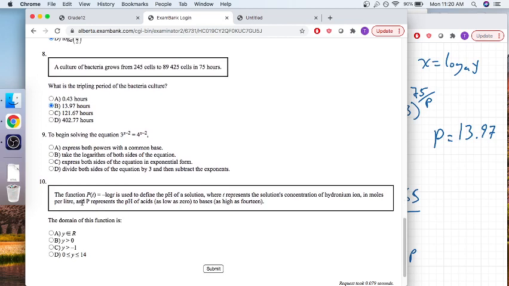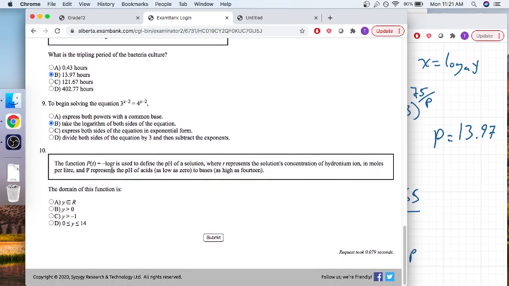To begin solving the equation 3 to the x minus 2 equals 4 to the x minus 2, what should we do? Express both with a common base, take a logarithm of both sides, express both sides in exponential form, divide both sides by 3, or subtract the exponents. To me, it makes the most sense to take a logarithm of both sides, and then we can get both our x minus 2 down. Yeah, see if that's right.